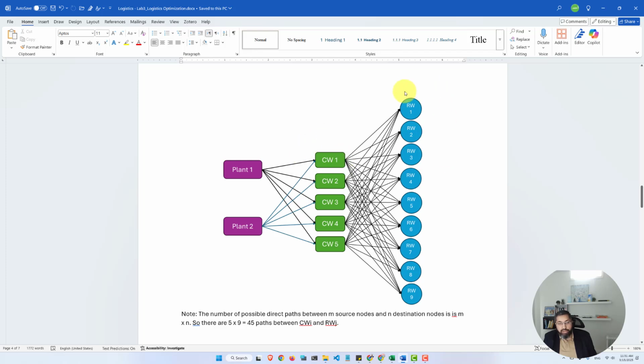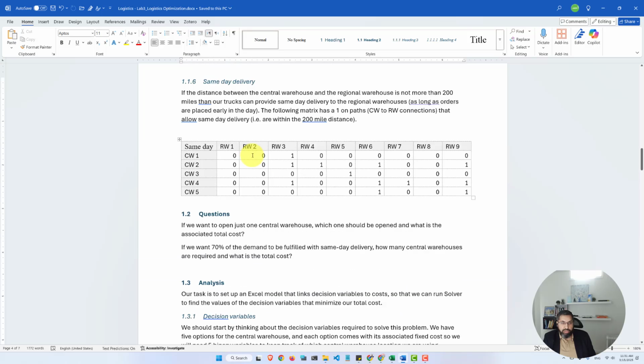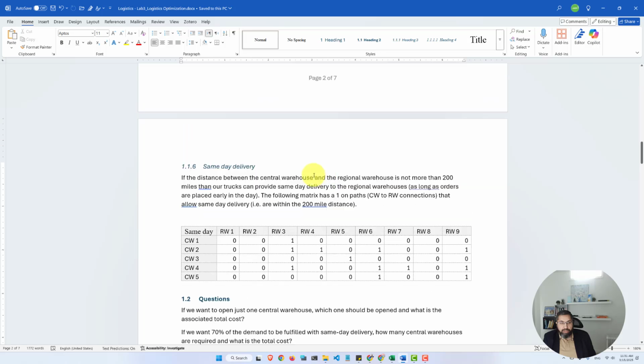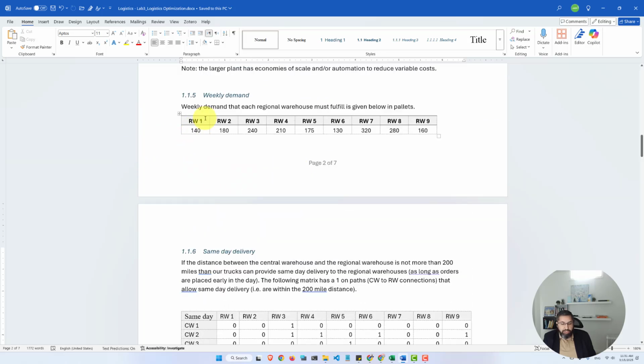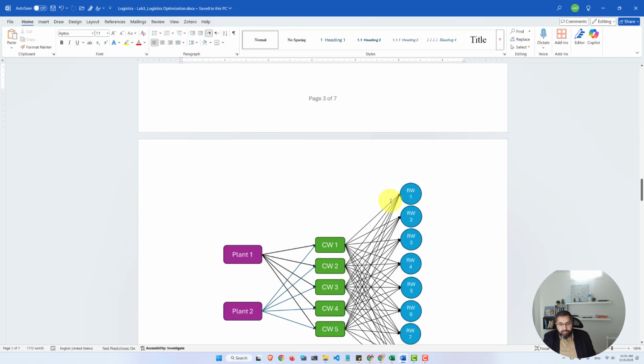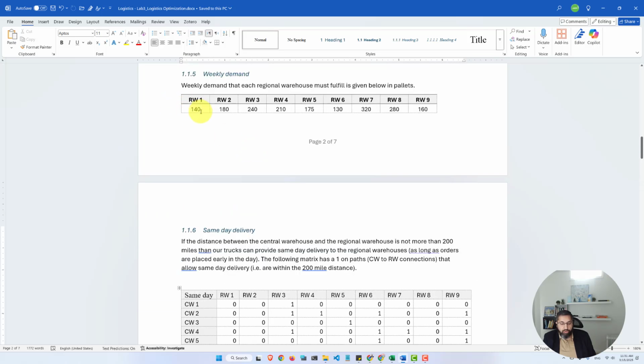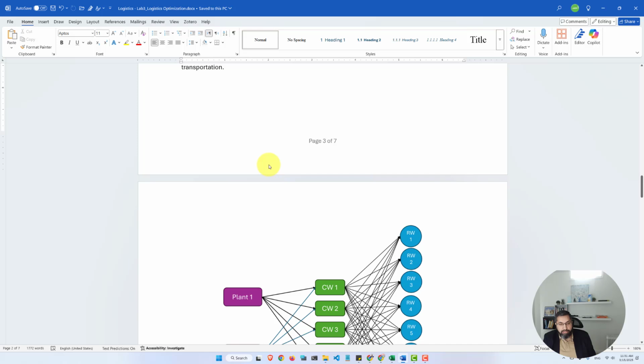Okay. And then we'll have demand constraints. Each regional warehouse must receive product equal to its demand. Demand is given here, weekly demand. So, for example, for regional warehouse 1, the total amount it receives from any path, the total of that when you add it up, should be at least 140. Okay, so let's go to Excel and set it up.